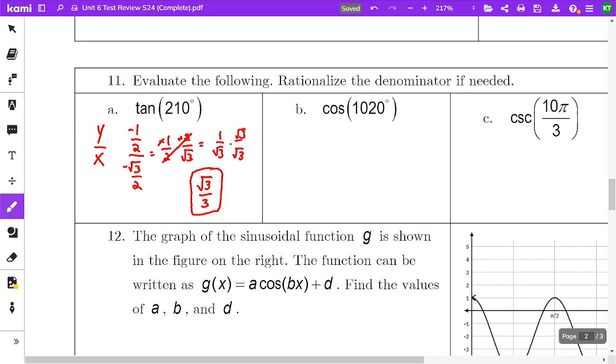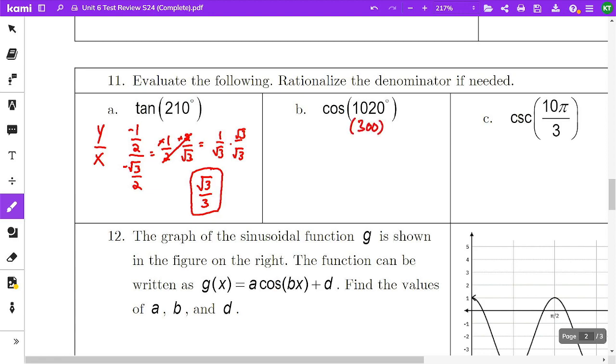Next, we're going to move on to cosine of 1020. Now, what I should want to do is to try to get a coterminal angle that would fit on our unit circle. So I can take 1020, and if I subtract 360 from it, that will give me 660. So I can go ahead and go even further from there. If I subtract another 360 from it, I'll get 300. So that means I can also look at cosine of 300 degrees.